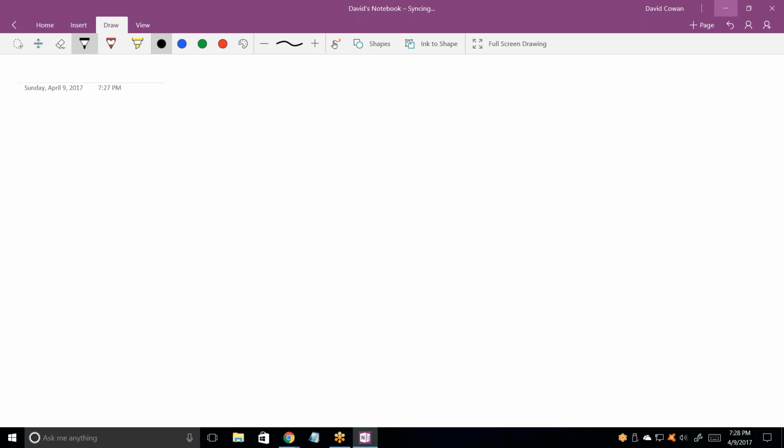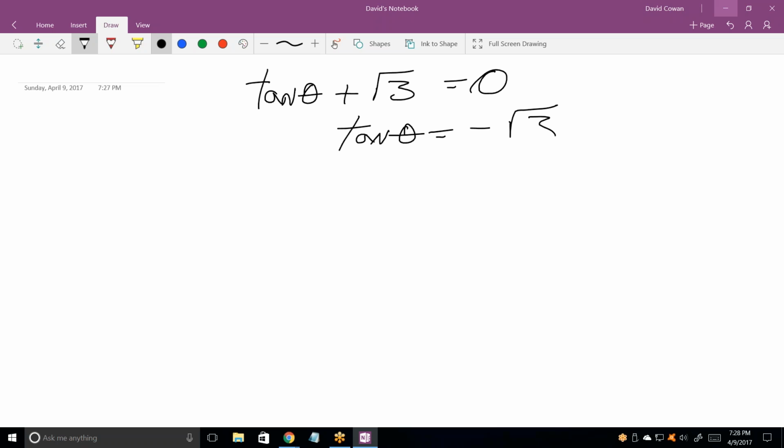Okay, so this one says solve the equation analytically for all values of x and do not use a calculator. Tangent of theta plus the square root of 3 equals 0. This one, theta is not limited to 0 to 2 pi. It's all real numbers. What's the first thing I should do here? Subtract root 3 from both sides.